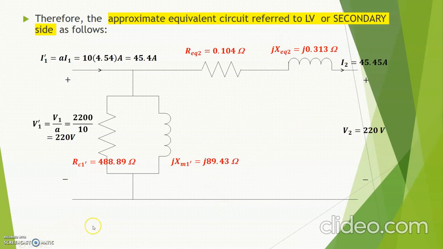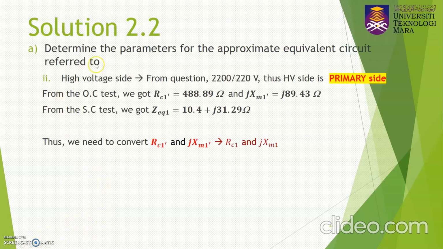Alright, next we go to number 2, where we need to determine the parameters for the equivalent circuit referred to the high voltage side. Same as in the previous slide, we check whether the high voltage side is the secondary or primary. From the question, you know the transformer ratio is given by 2200/220 volt. So the high voltage is represented by this, so it is considered referred to the primary side. The HV side is the primary side.